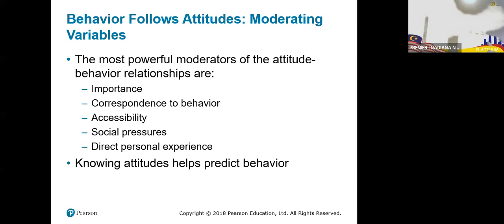Attitude, and then correspondence to behavior, and then accessibility, number four is social pressure, and number five is direct personal experience, based on experiential learning, what happened before. These five moderators are very powerful moderators of the attitude-toward-behavior relationship. You must be aware of this. Important: correspondence to behavior, accessibility, social pressure, direct personal experience.